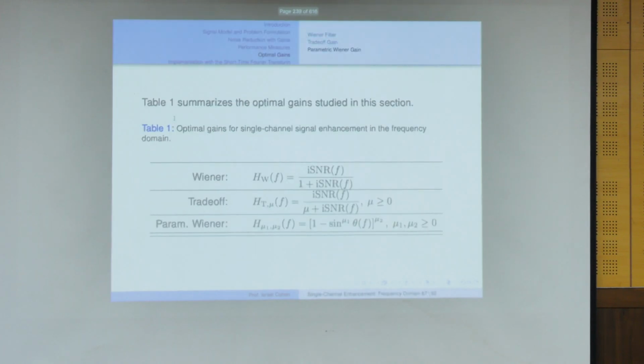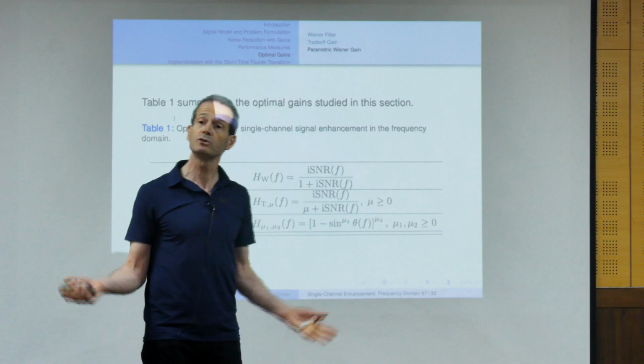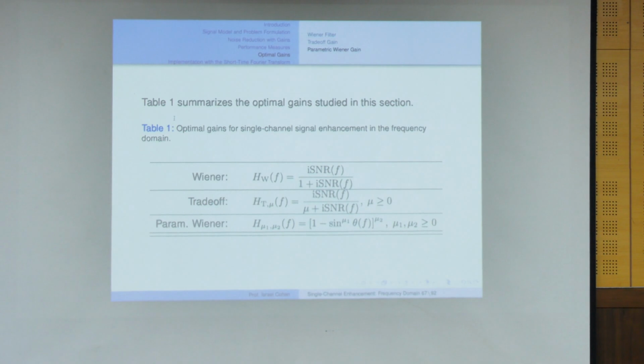And then here we have a table that compares the Wiener, the trade-off, and the parametric Wiener gain, how it looks like. So you can play. For example, in example number 9, instead of the magnitude subtraction, you can take different values of mu1 and mu2 to see their effect. Or you can change the signals to see the effect of different values of mu1 and mu2, not only these 3 examples. Whatever you like. So this is the second assignment.